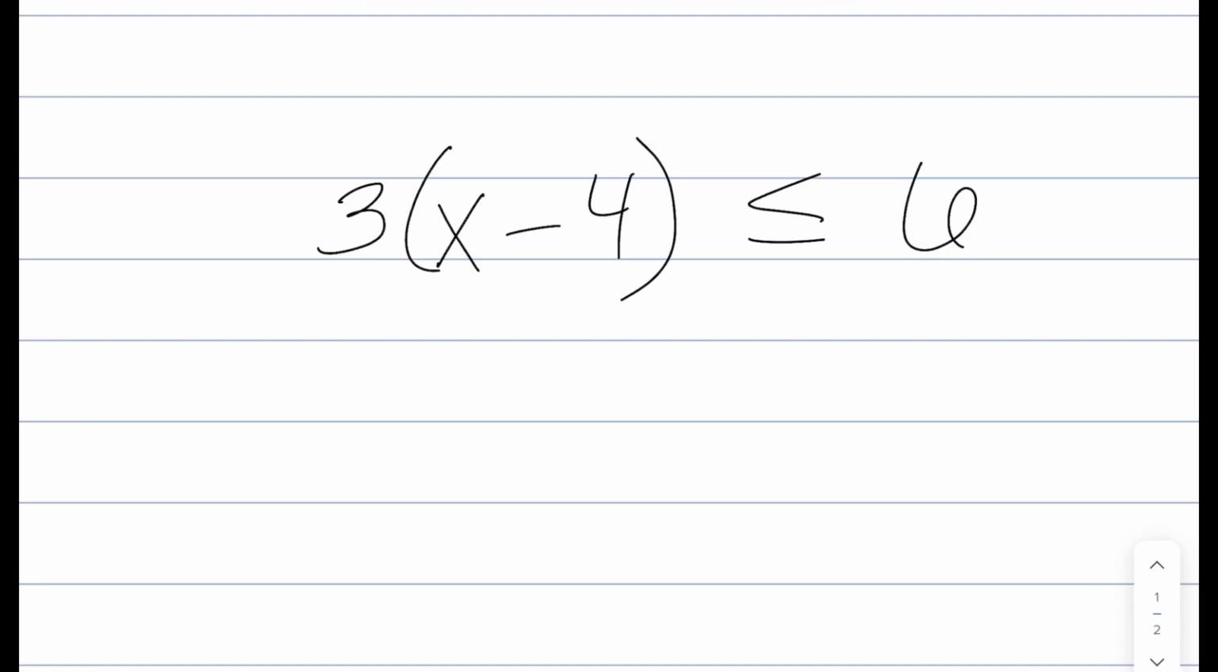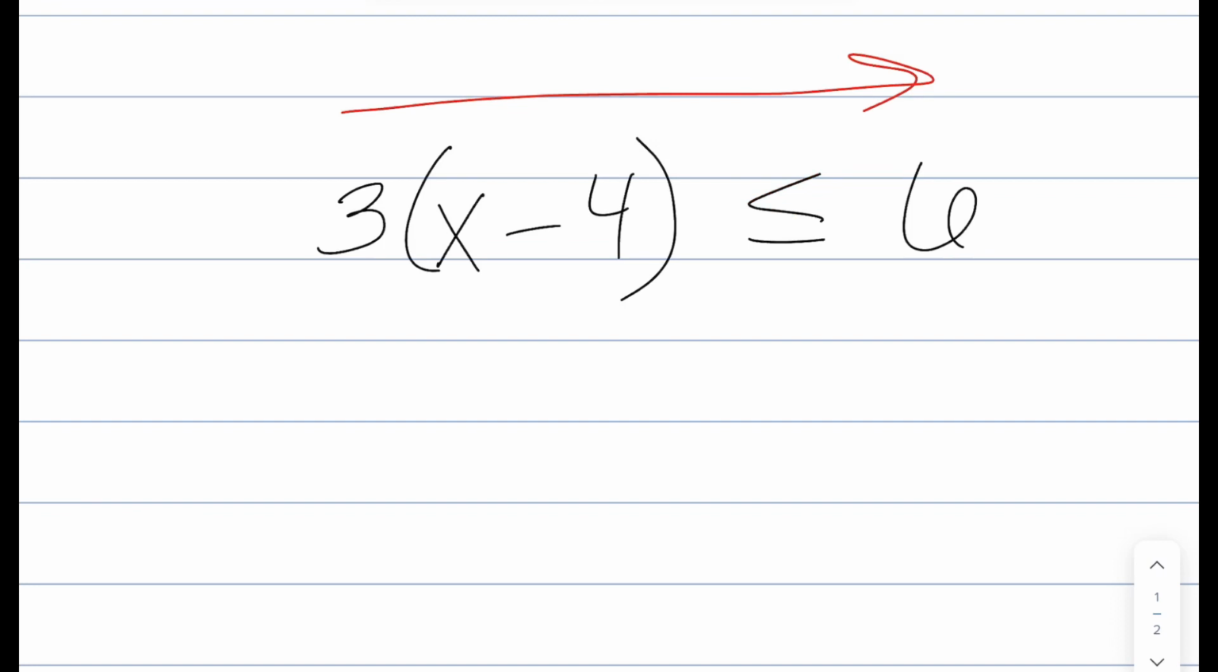All right, let's look at this inequality. The first thing we're going to do is read the inequality, and we read math left to right just like you do when you're reading a book. So this is 3 times the quantity x minus 4 is less than or equal to. When the arrow goes this direction, it is less than. It opens up to the larger side. So this is less than or equal to.